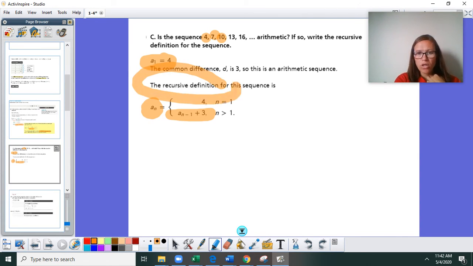This is the recursive definition. And so as we're thinking about that, we're saying, okay, 4 is when n is 1. We're starting at 4. We take our previous term plus 3 for values that are greater than 1.